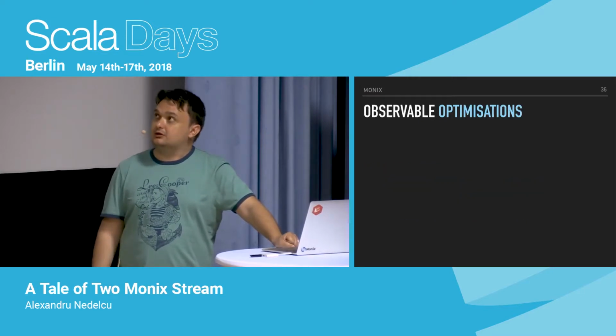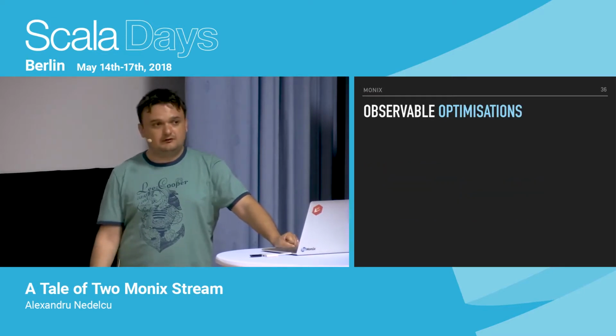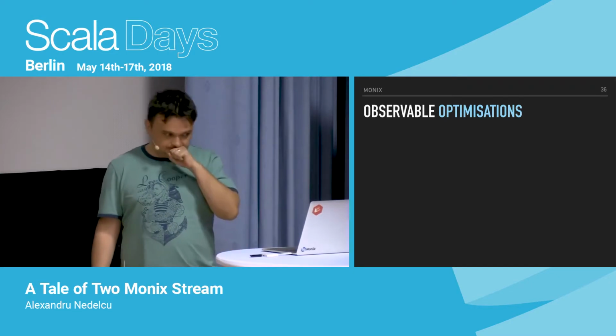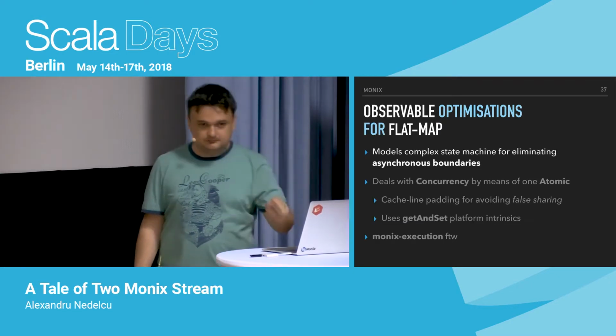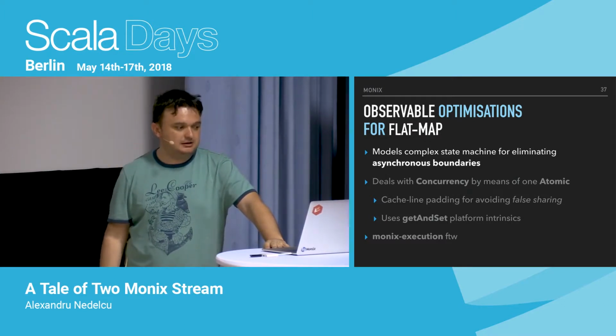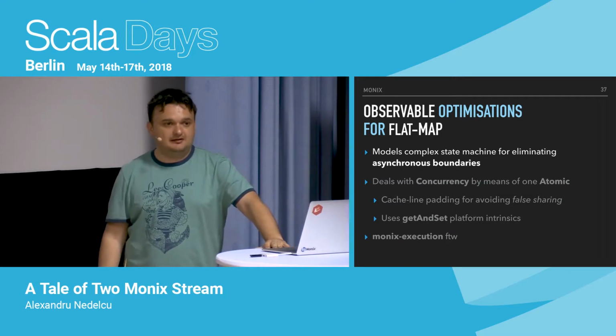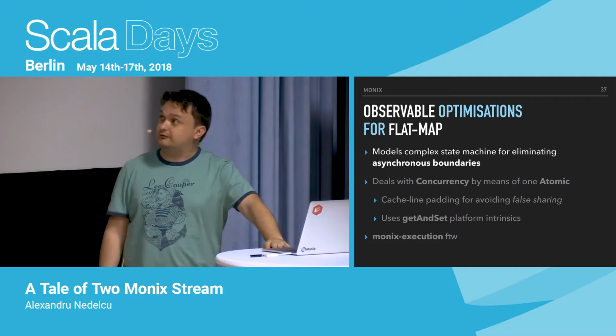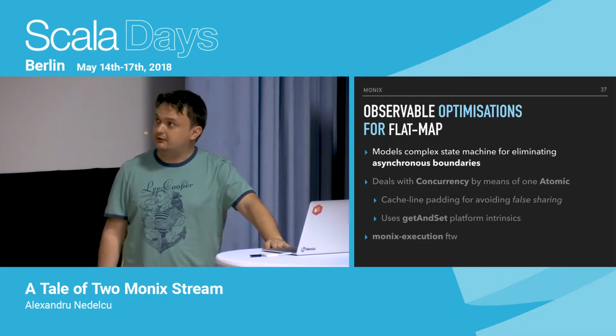And I'm not going to talk about this one. The observable optimizations. I did a lot of work in optimizing observable. For example, flat map as a case study. It models a complex state machine for eliminating basically asynchronous boundaries from it, because those are bad for throughput.